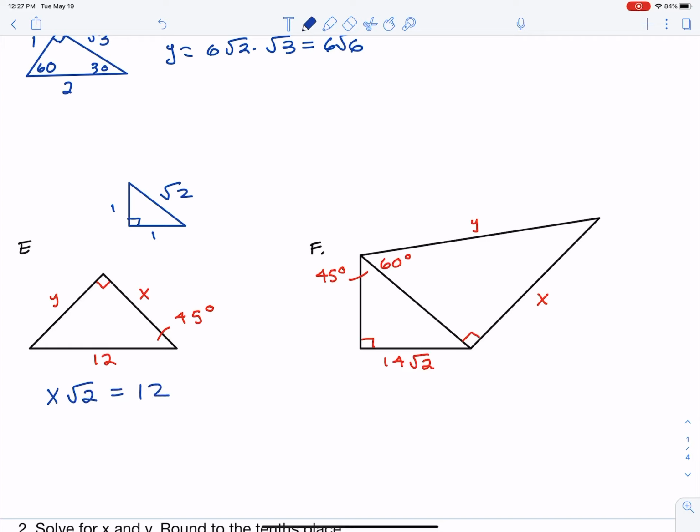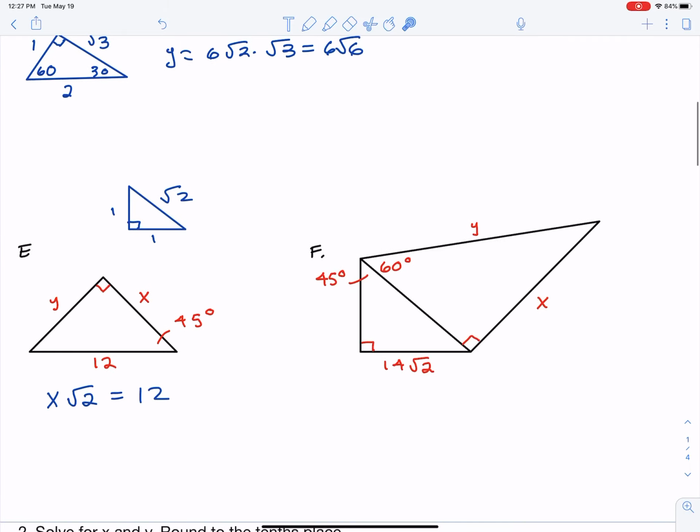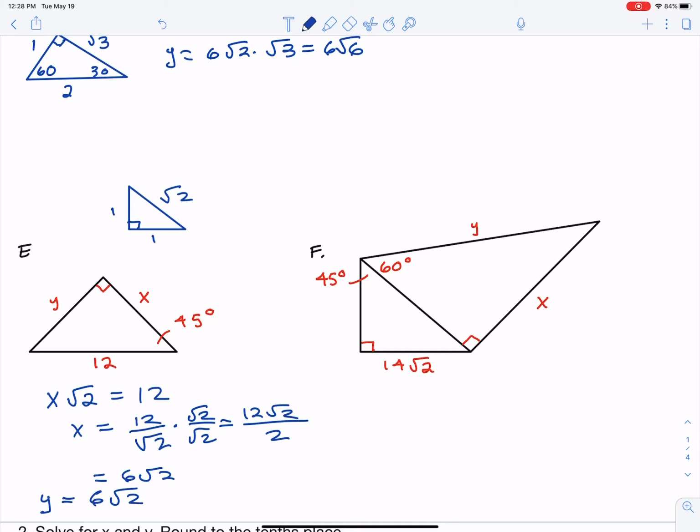Because we know this times root 2 equals the hypotenuse. So I can kind of say this times root 2 equals 12. Then I can solve for x by saying x equals 12 divided by root 2. Is that the one? No, we did root 3. So simplifying that, I multiply both top and bottom by root 2. I get 12 root 2 divided by 2, which equals 6 root 2, which also happens to equal y, right? Because they are equal.